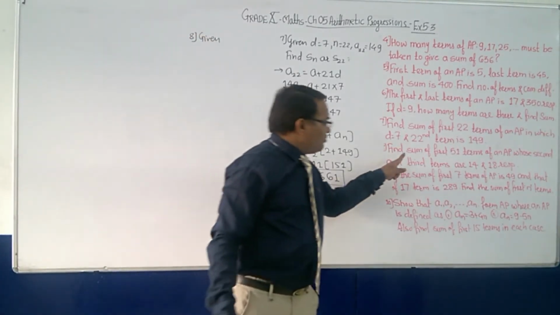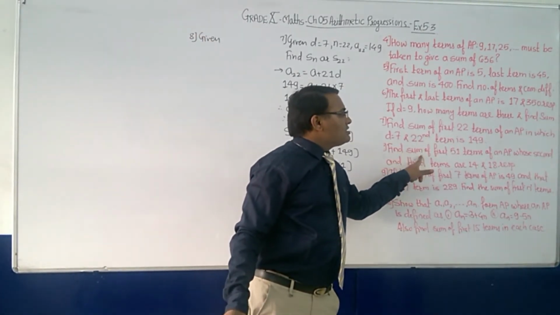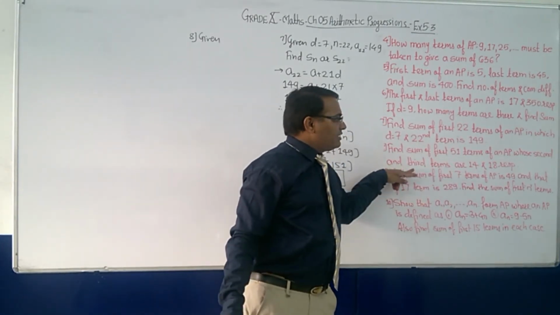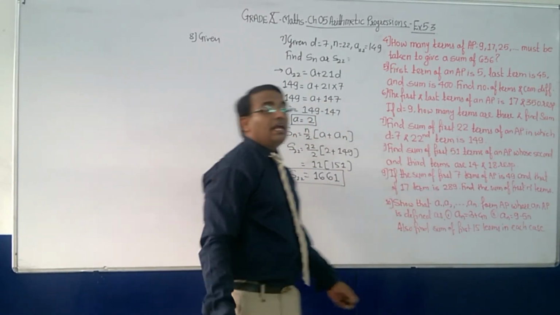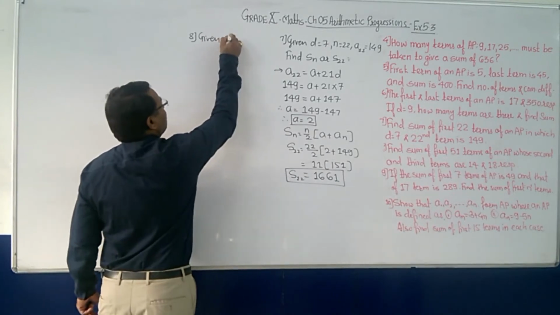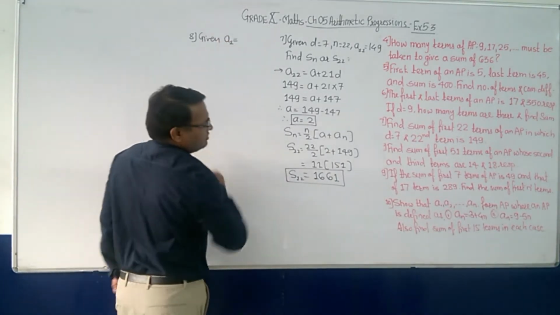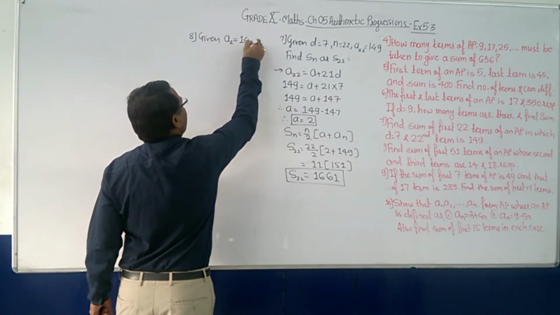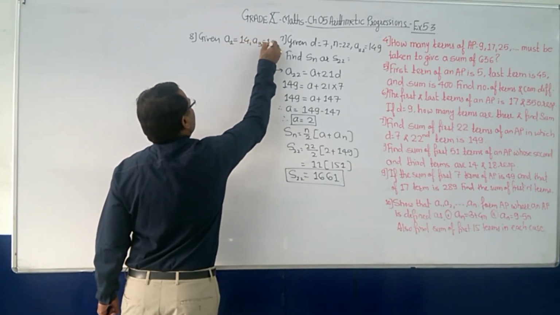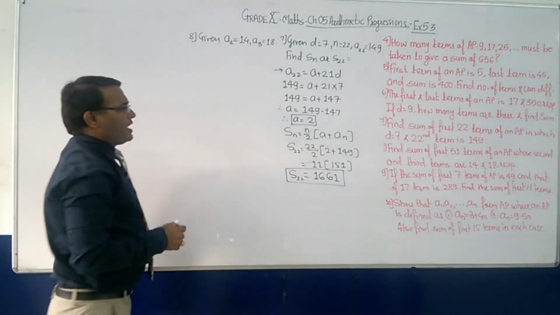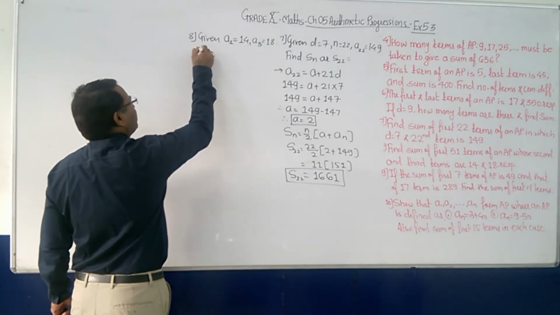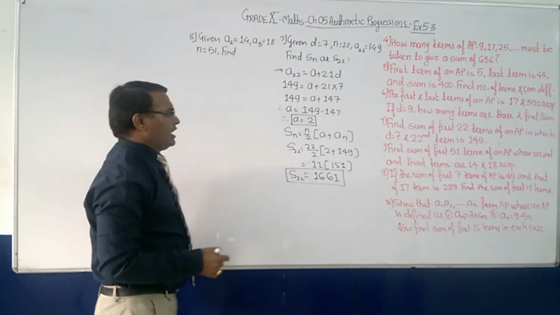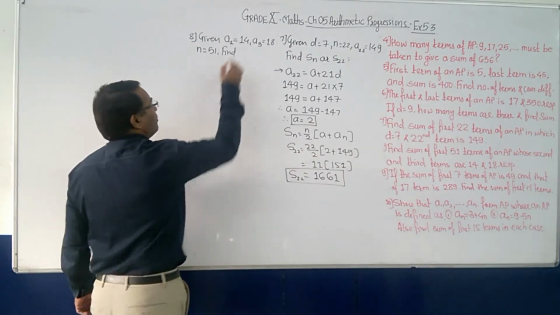Given that, first find the sum of the first 51 terms of an AP whose second and third terms are 14 and 18. What is given? The second term is given, that is equal to 14. The third term is given, that is equal to 18. After that, n means what? They are telling 51 terms, and they are telling us to find the sum of 51 terms.